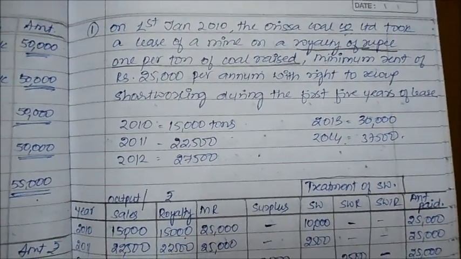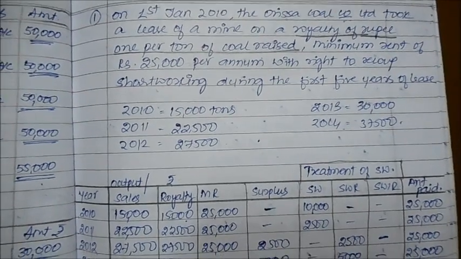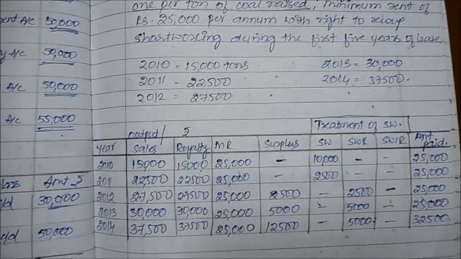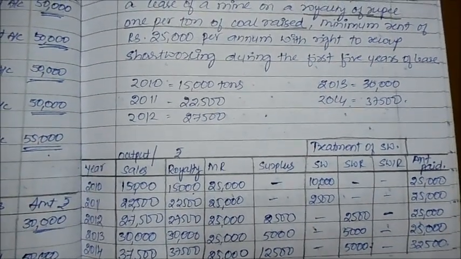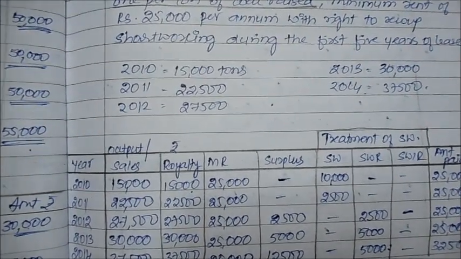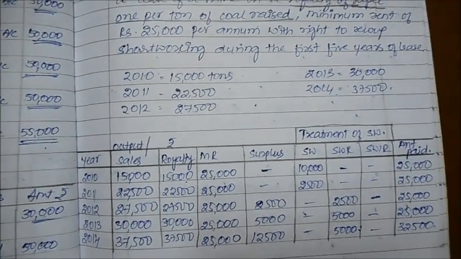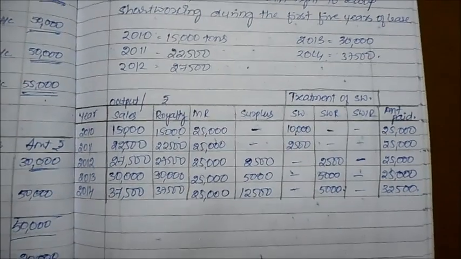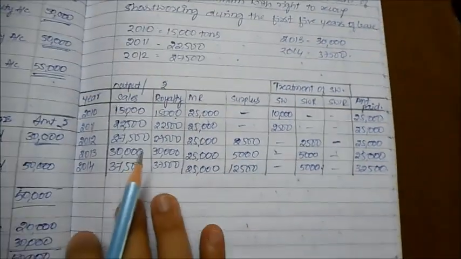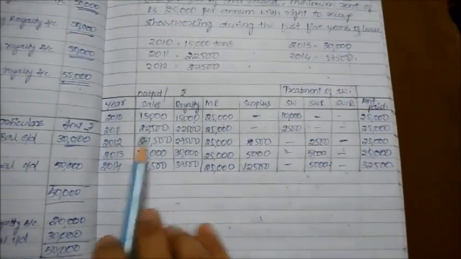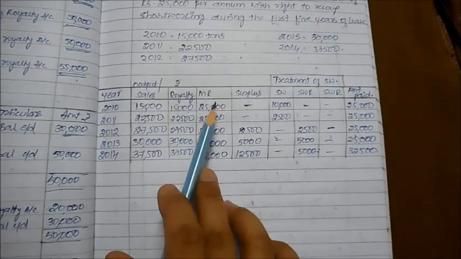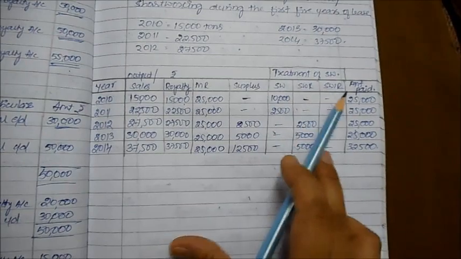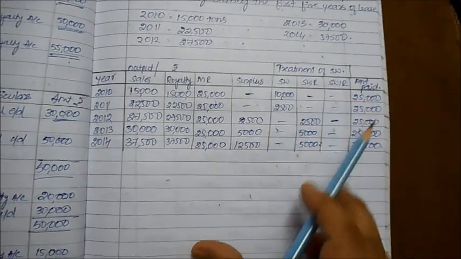1 rupee per ton, minimum rent 25,000, and you can recoup during the first 5 years. Okay. So the amount of output is already given to you: 15,000, 22,500, 27,500, 30,000, 37,500. Now for your easy understanding, I have already written how to draft your table of analysis. It has year, sales, royalty, minimum rent, surplus, short working recovered, short working irrecoverable, and amount paid.